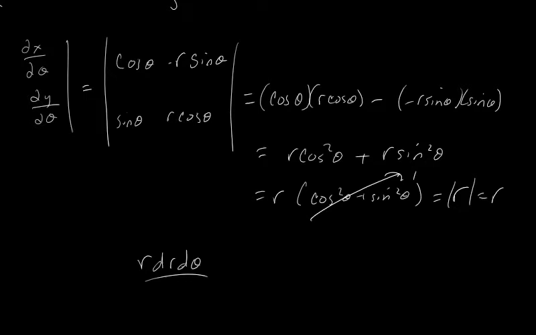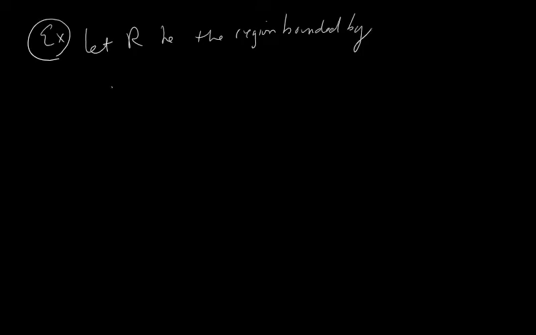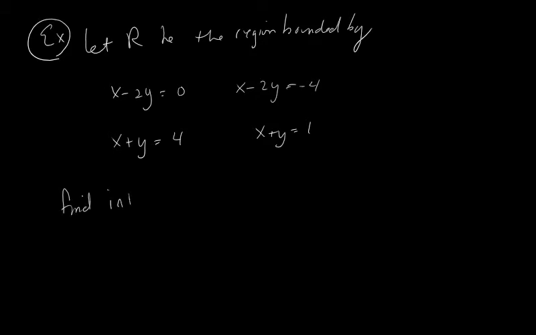Okay, so let's see here. I have another example for us. Let's do that. So example, let R be the region bounded by x minus 2y equal to 0, x minus 2y equal to negative 4, x plus y equal to 4, and x plus y equal to 1. And we are being asked then to find the double integral over R of 3xy dA.